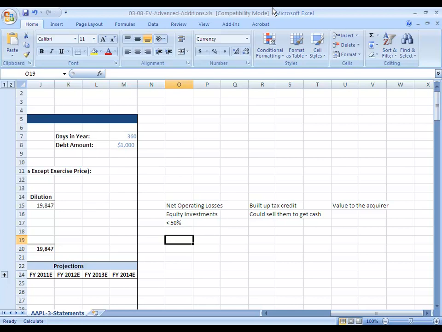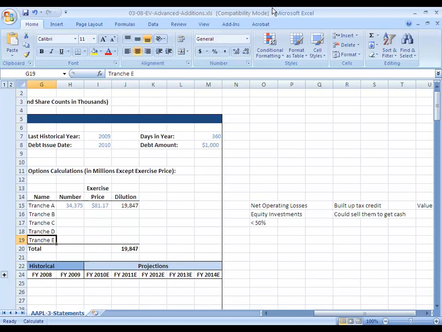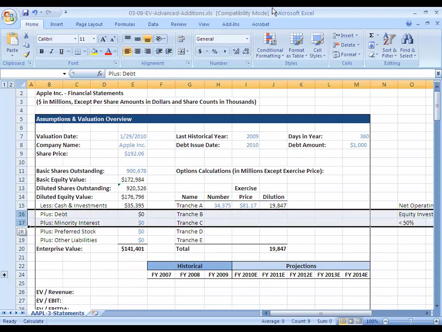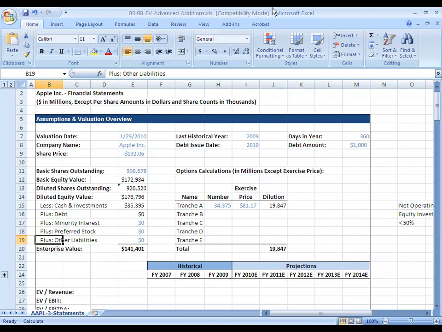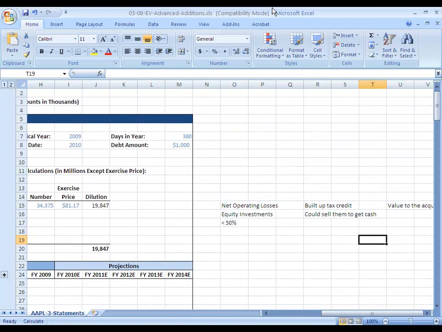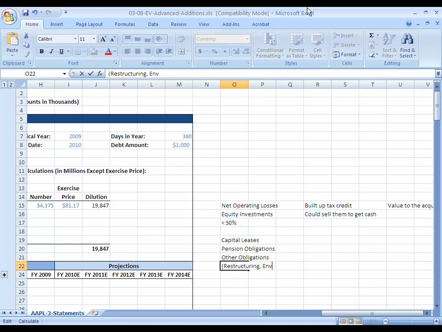Now on the debt side in this scenario, so other debt-like items, we've already been over debt, minority interest, and preferred stock. And then we had this other category, other liabilities right here. So there are really three main items on the debt side that I want to go over right now. The first one is capital leases. The second one is pension obligations. And then the last one is other obligations. And this one could refer to restructuring, environmental, and so on and so forth.